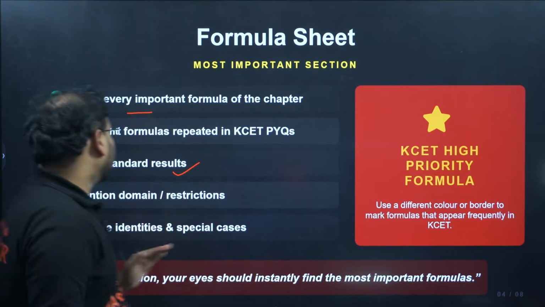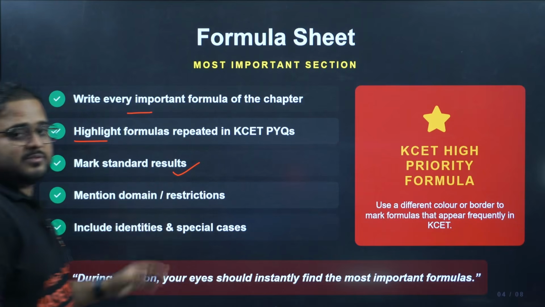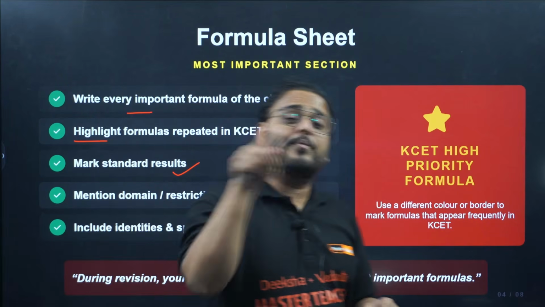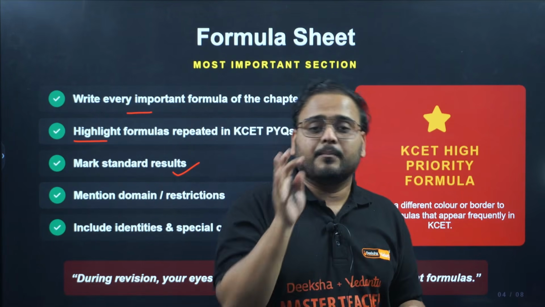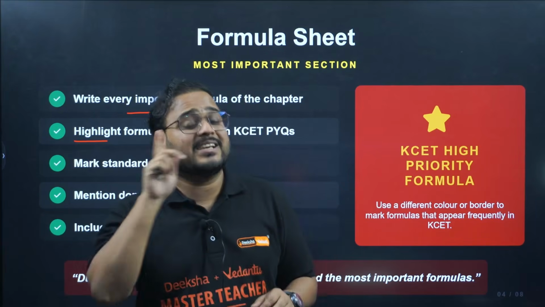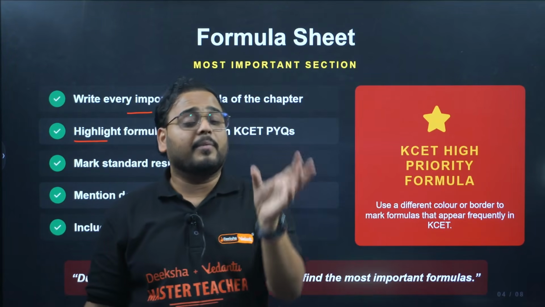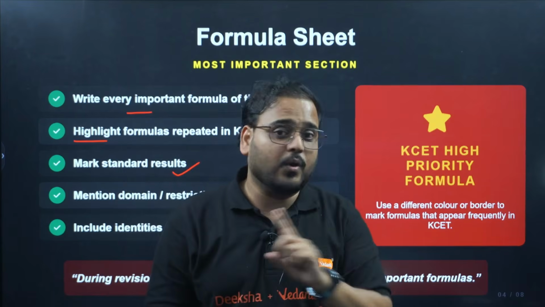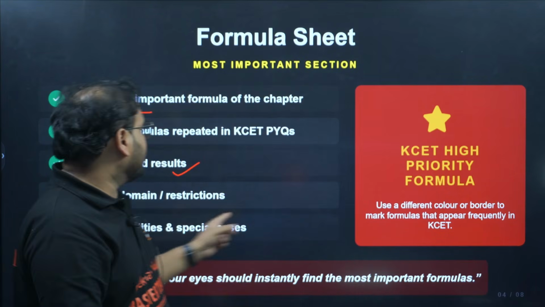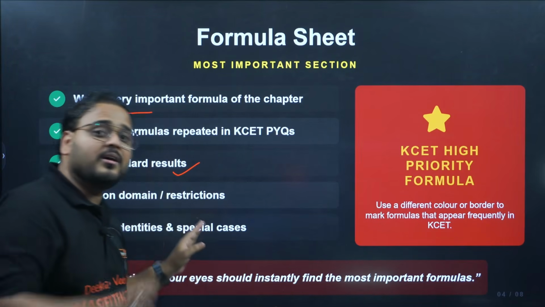Okay, so those things we can remember. Mention domain and restrictions. Whatever the domains are, where it is open, where it is closed, please mention that. Because sin inverse of sin x is not always x, it's always true only in the principal value branch. They do try to trick you by giving some other answers. You cannot use that always. So remember the domain and the restriction on the given formula.